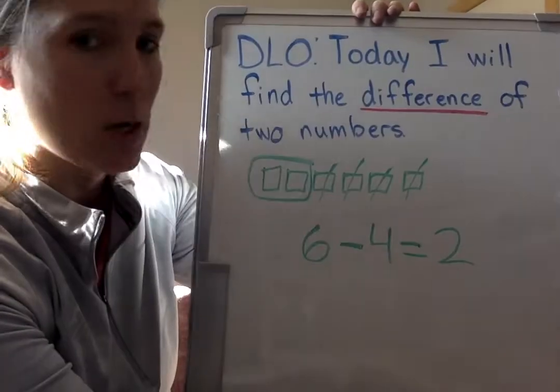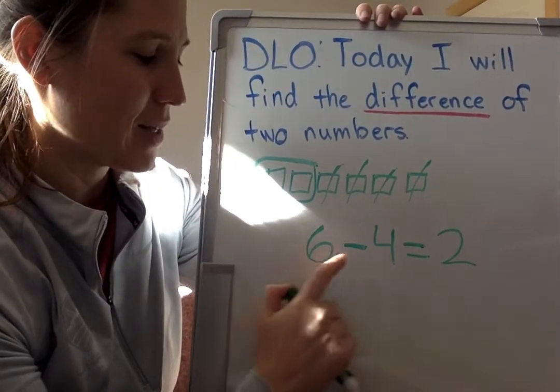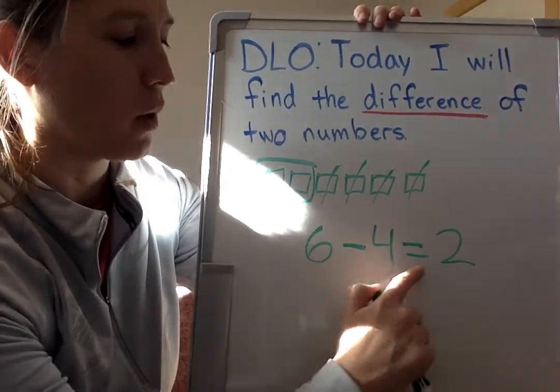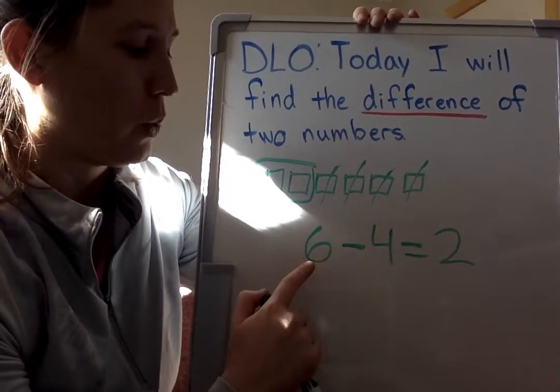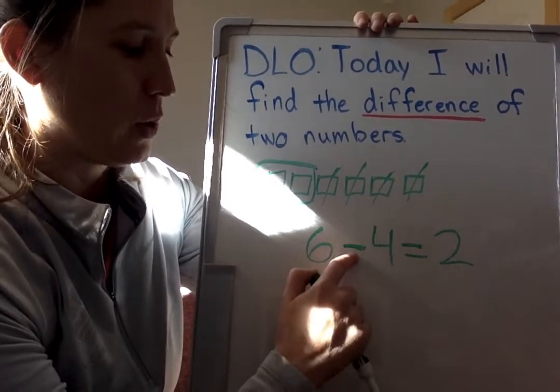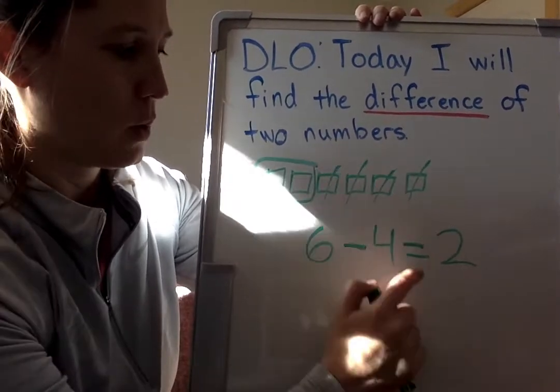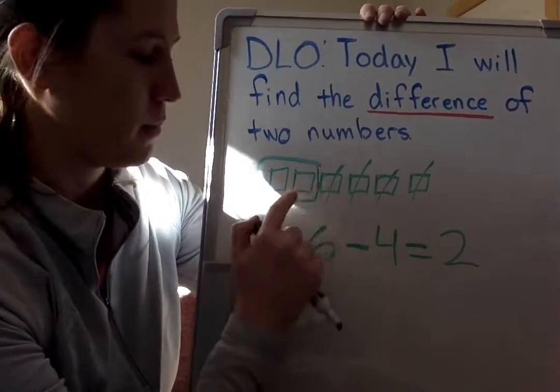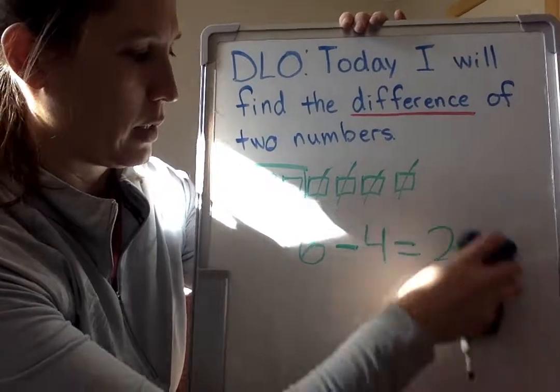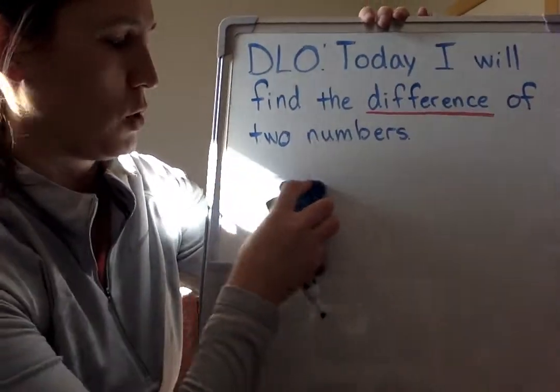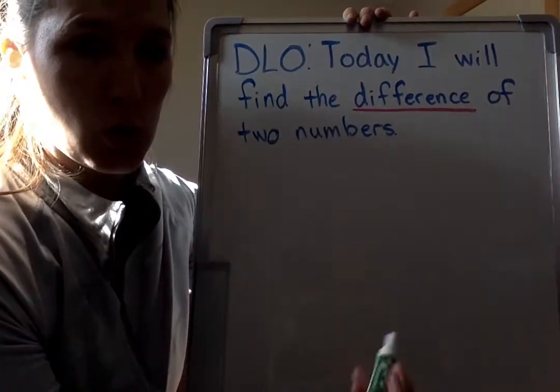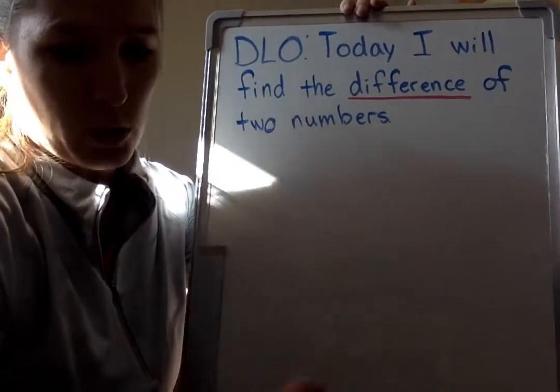So let's read our equation. 6 minus 4 equals 2. We started with 6. We took away 4. How many remained? 2. Well, let's erase. So in your workbook today, you need to listen to the story and draw the pictures.